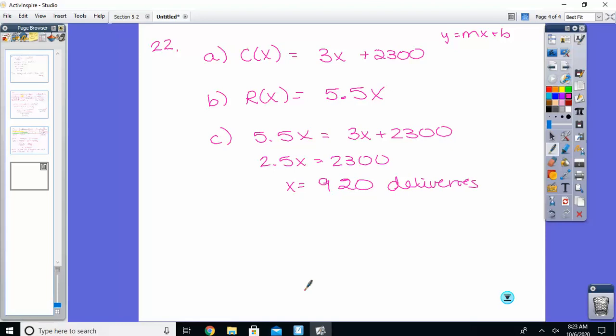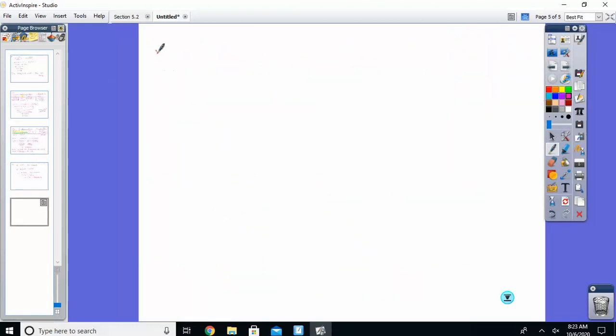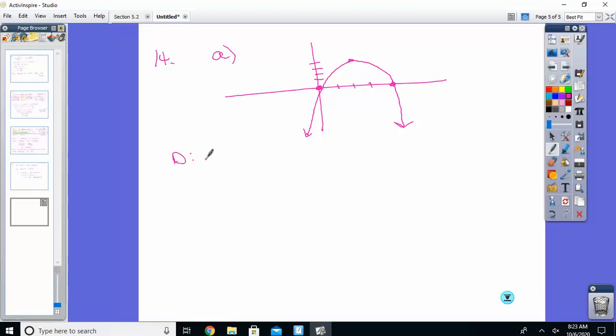Let's look at these then. So 14. Test my drawing skills here. So part A, we have this parabola. Domain. I expect interval notation. So if you put all real numbers, I'm probably going to take off a half point on the test because I want interval notation. That's talking about your x's.